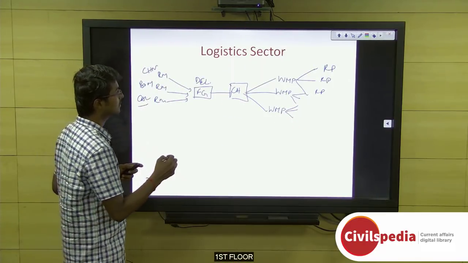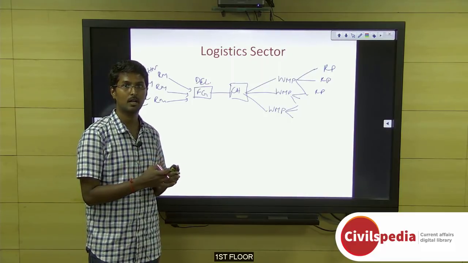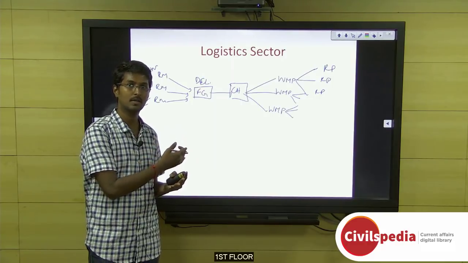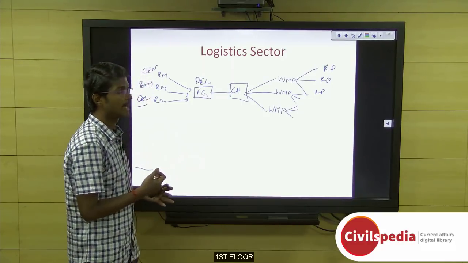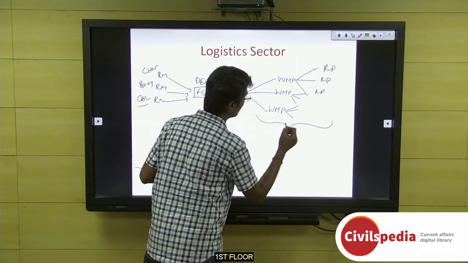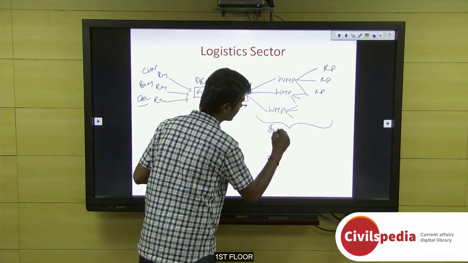If you see here, the logistics sector can be broadly classified into two, which is the transport side and the infrastructure side. On the infrastructure side, these warehouses, wholesale marketing points and the retail points form your infrastructure.